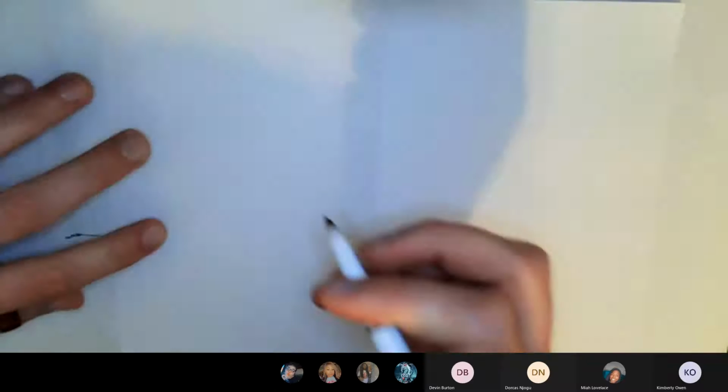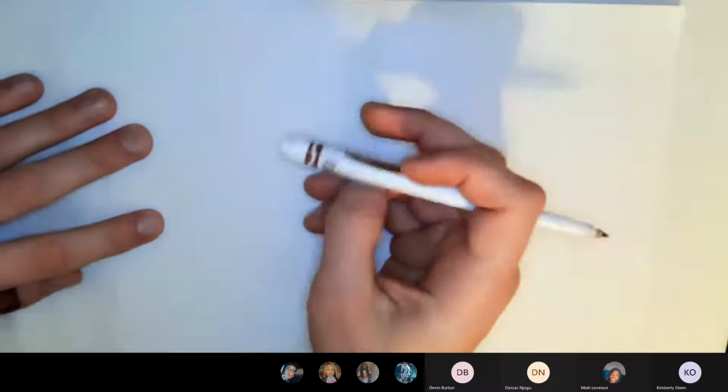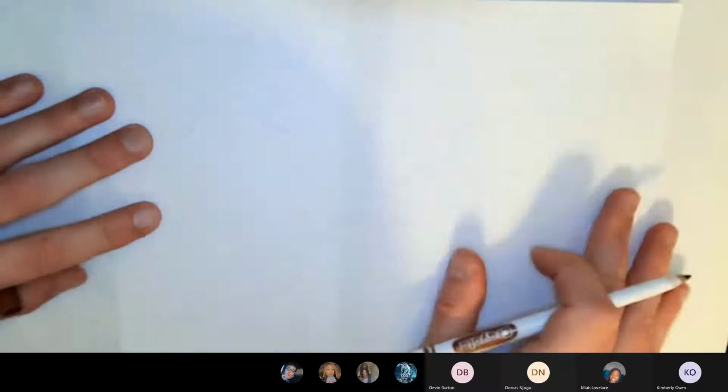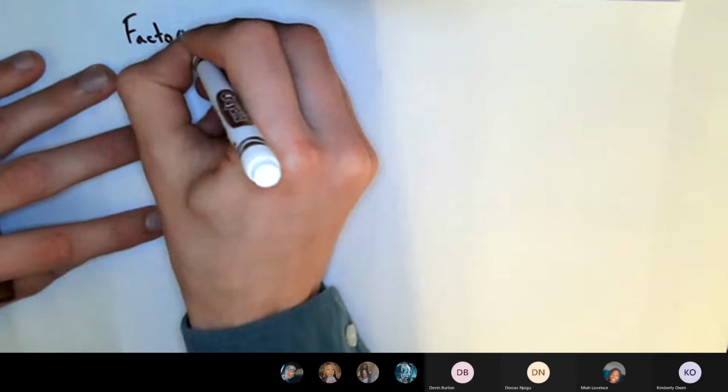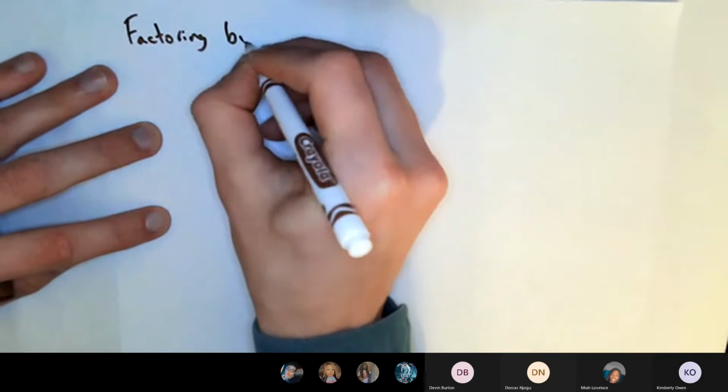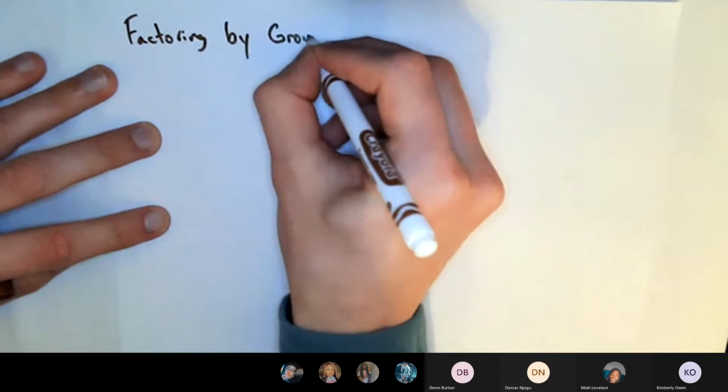Let's get back to what we were doing, which is talking about factoring. What did we cover? Factoring by grouping, factoring by difference of squares, and now let's talk about some other special factoring formulas. So let's see, just as practice, because we can never get enough of this, let's do factoring by grouping.